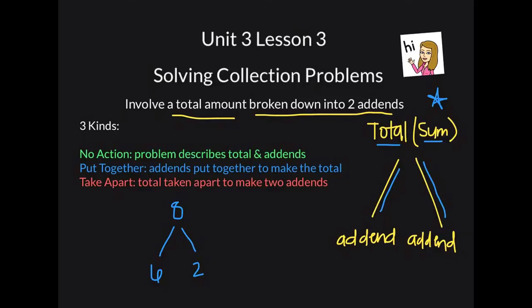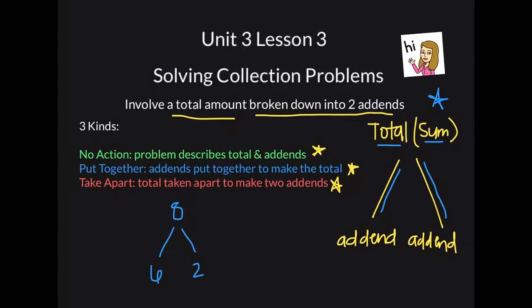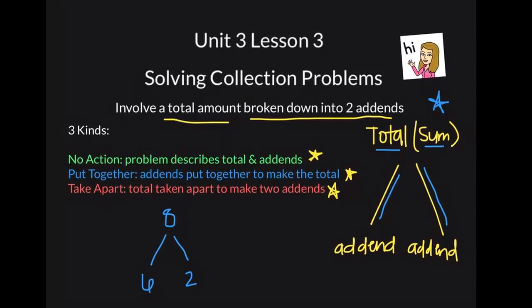So there are three types of collection problems that we will come across. The first is called no action. Basically, that's a problem that doesn't need any solving because they already give you the total and the addends, so the work's already done. We probably won't run into too many of those. There's another one called a put together. That's where the addends need to be put together or added to make the total. And then the third type is called take apart, where we break down the total in order to find the two addends that are used to create the total. So let's get started.